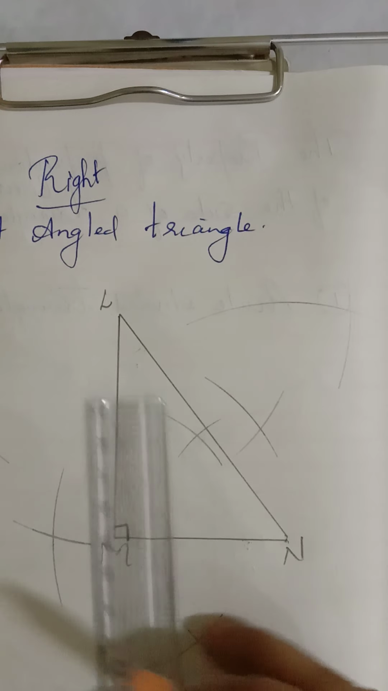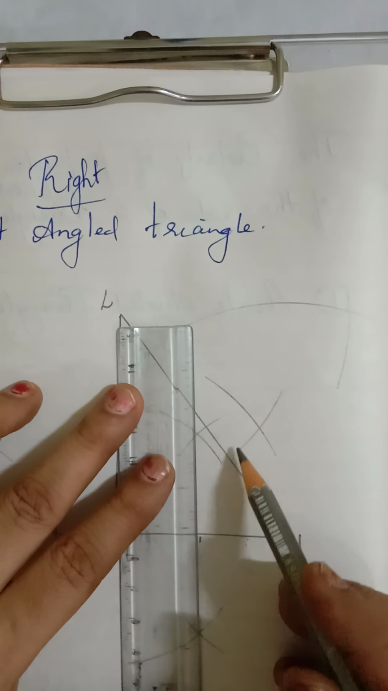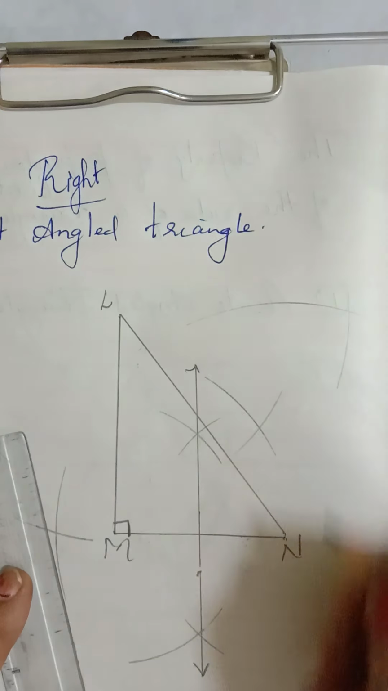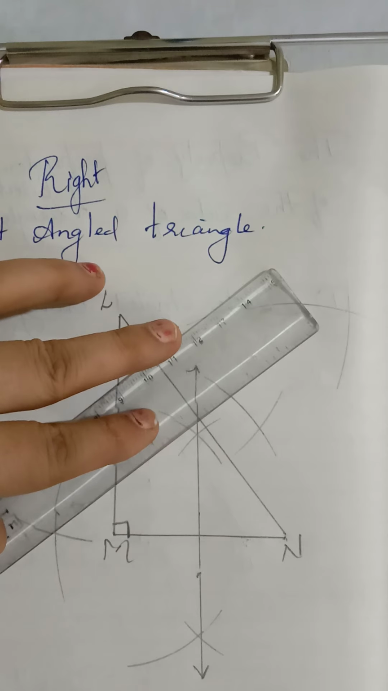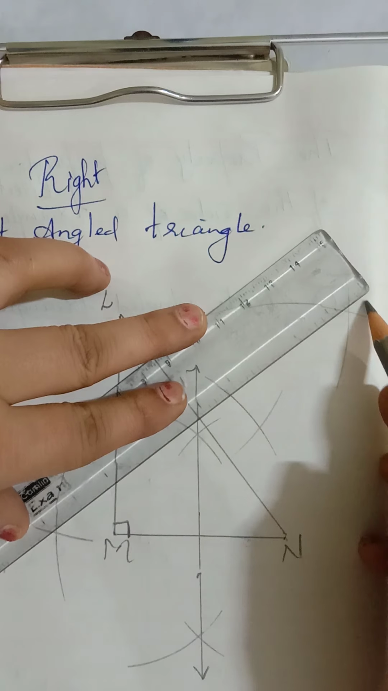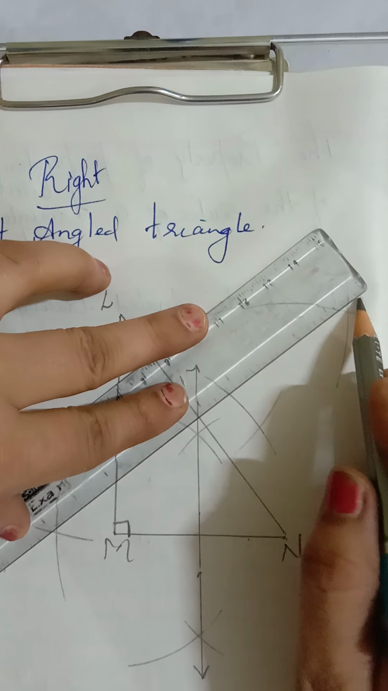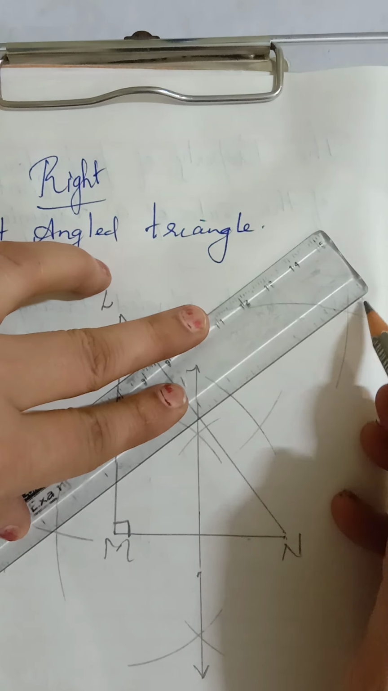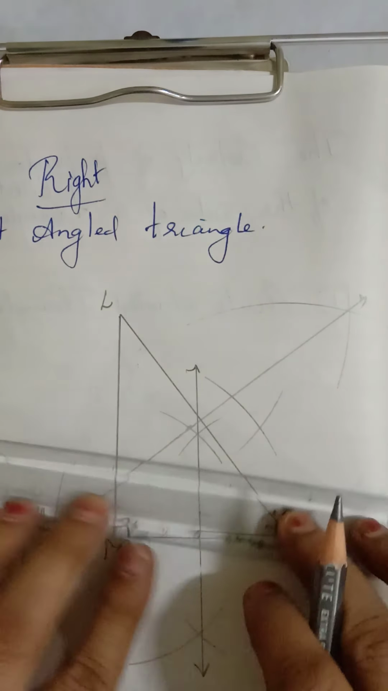Now the thing is, we need to draw the perpendicular bisectors. So this is the first perpendicular bisector we have drawn. Now the second one we are drawing. And the third one.